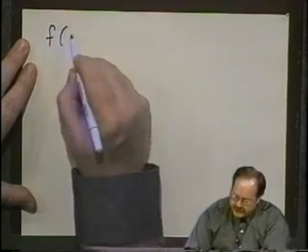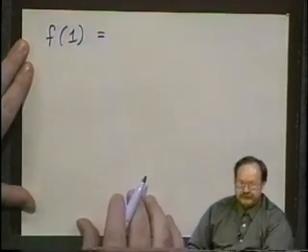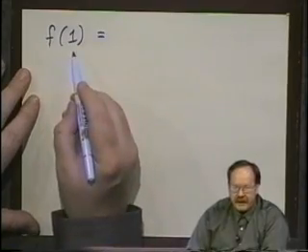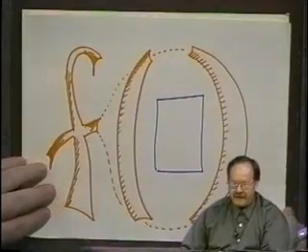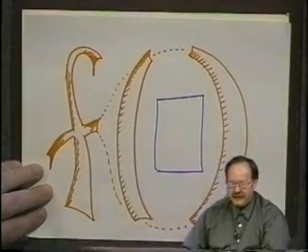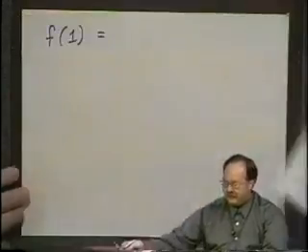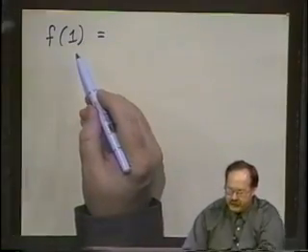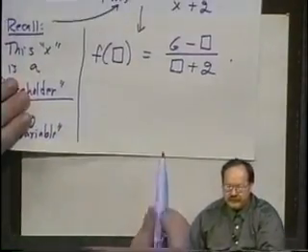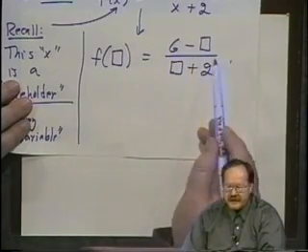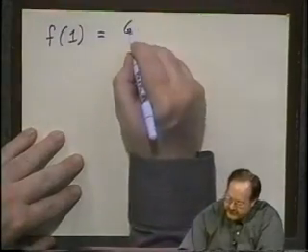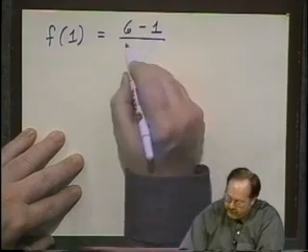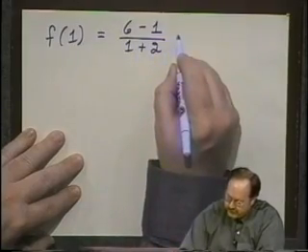Let us now ask the question, what is f of 1? Now remember, this is not multiplication. This is the f function. Remember the f function, f with the parentheses all goes together. F of 1. Well, what was that function? F of box equals 6 minus box over box plus 2. Now I'm filling the box with 1. So I will have 6 minus 1 over 1 plus 2.